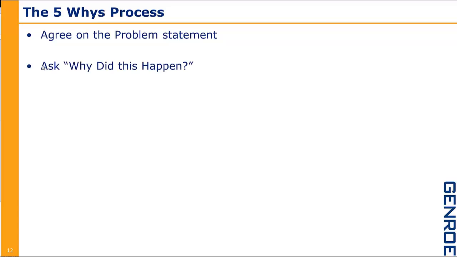The second step is pretty straightforward. It's to ask, why did this happen? What was the underlying cause of this particular thing occurring in the business? What caused us to have this problem?